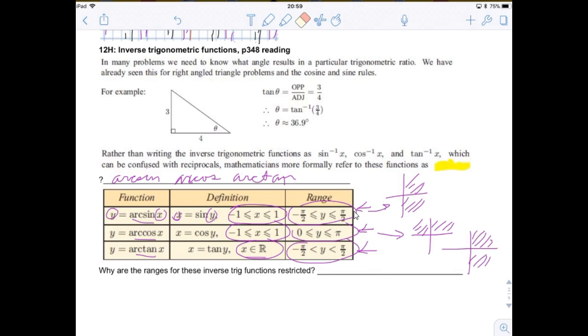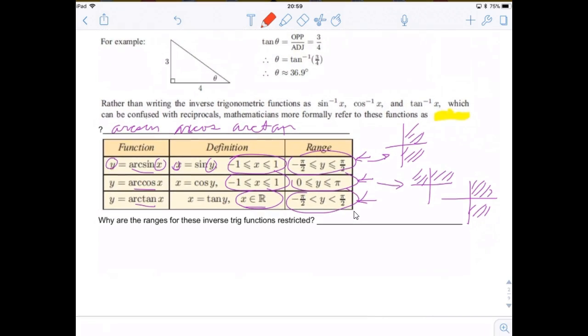And now what we're going to do is take a look at this last statement. Why are the ranges for the inverse trig functions restricted? Okay, that is a really good question. Now, if you look at an inverse function, remember how you find graphically the inverse function. So let's say that we have sine, for example. Sine looks like this, remember? So let's take the inverse function of sine.